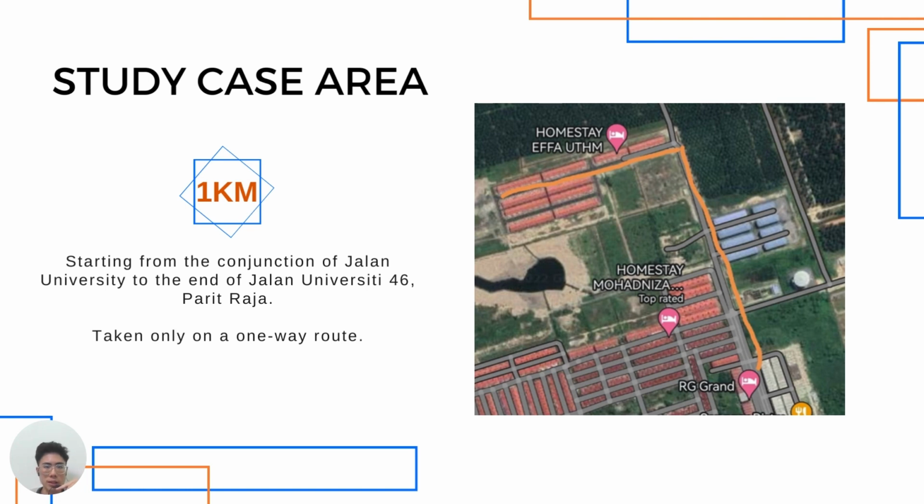So this is our study case area. It is 1 kilometer long, starting from the junction of Jalan University to the end of Jalan University 46, Parit Raja. It's taken only on a one-way road. And now I will pass to my next member.